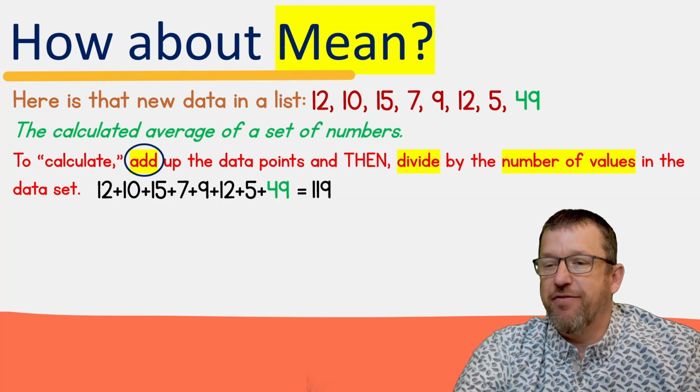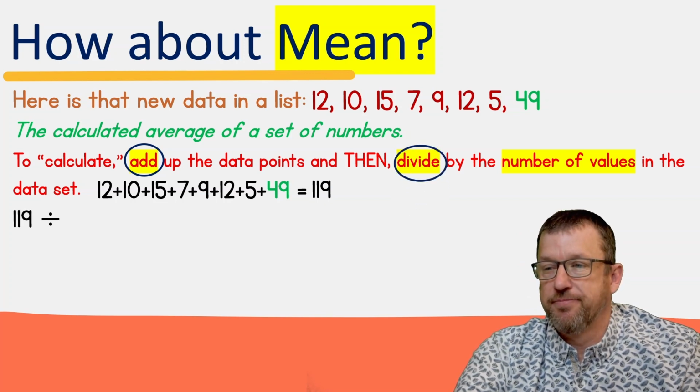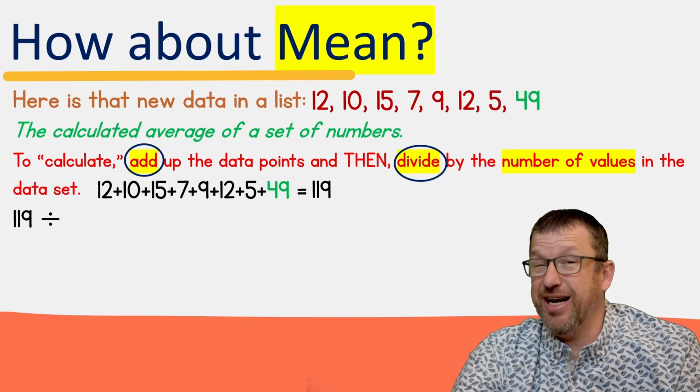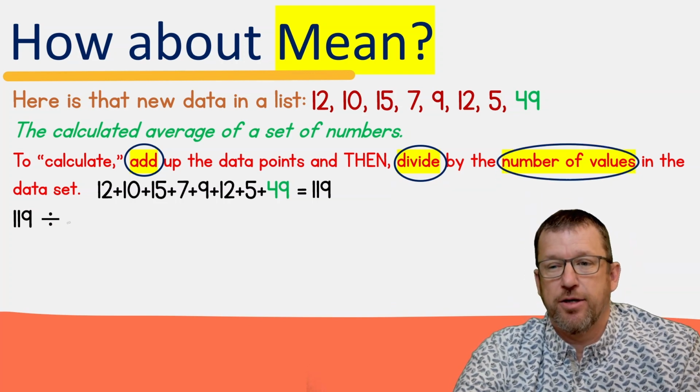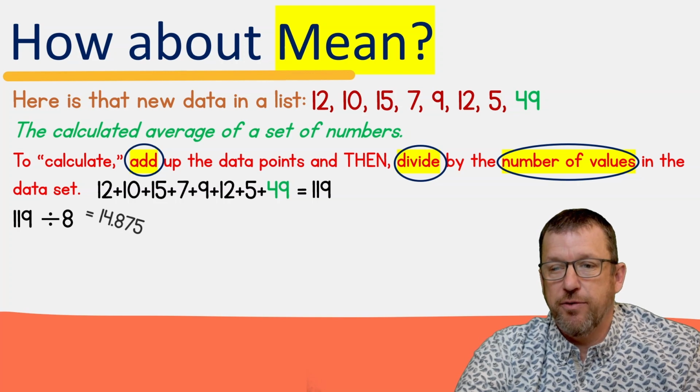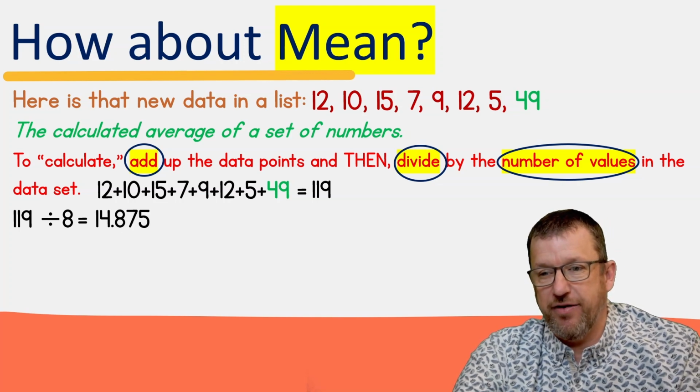All right, and then we divide by the number of values. How many do we have now? Well, because we added that outlier, we have 8 values. So we have to divide by 8. And when we do that, we get 14.875.